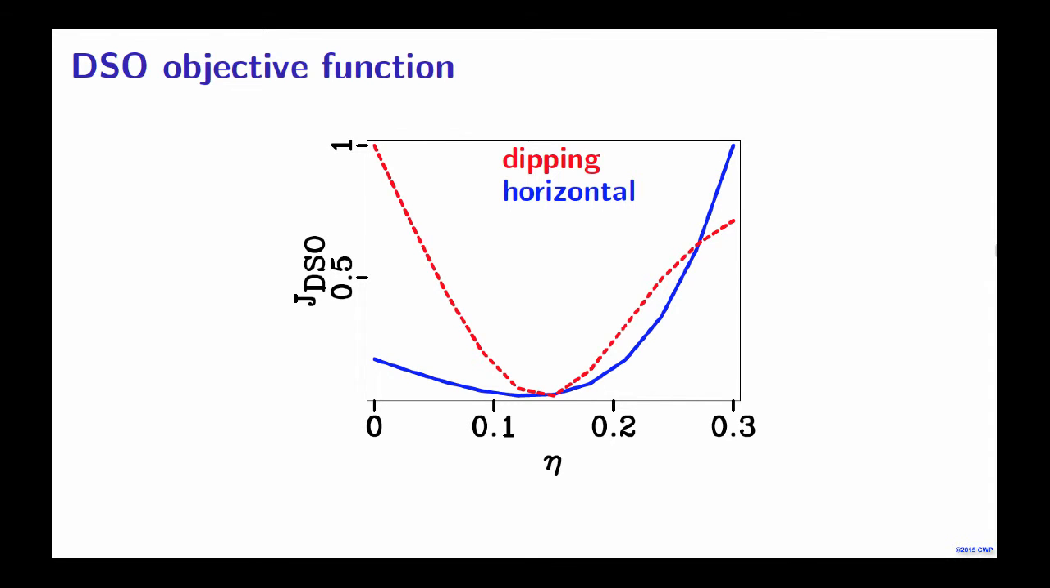In order to emphasize that dip dependence, let's compare the two DSO objective functions computed from single space-lag common image gathers for a dipping interface, which is in red, and a horizontal interface in blue. And clearly, again, the errors in eta cause much stronger defocusing in the presence of dip.